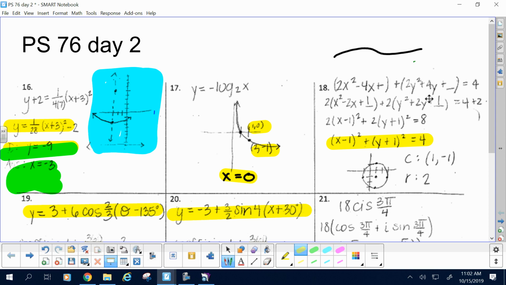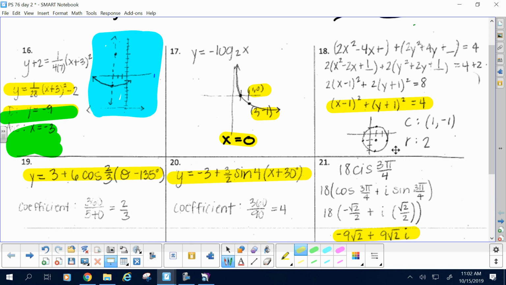18, check that you completed the square correctly. That's going to be on the test, so hopefully you're doing this correctly. (x - 1)^2 + (y + 1)^2 = 4. From that, you'll need to find the center and the radius. The radius is the square root of that number over there, so the radius is 2.